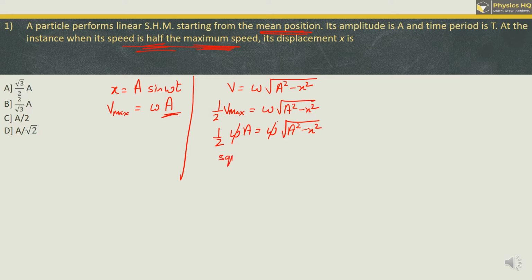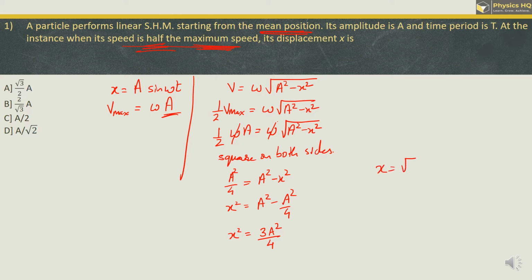So what we'll do is we will square on both sides. So what we get is A square by 4 is equal to A square minus x square. So x square will be nothing but A square minus A square by 4. When we take LCM, what we get is x square is equal to 3A square by 4. And finally, when you take square root, we get x is equal to root 3 A by 2. So the correct option is option number A.